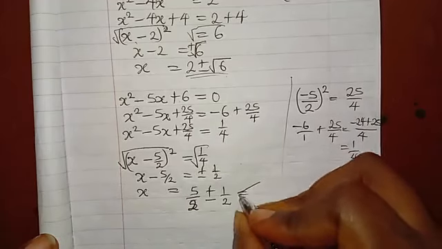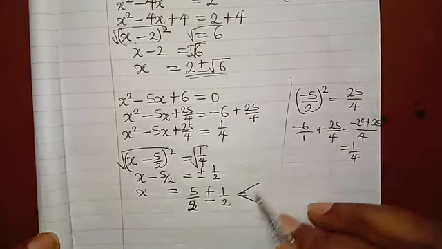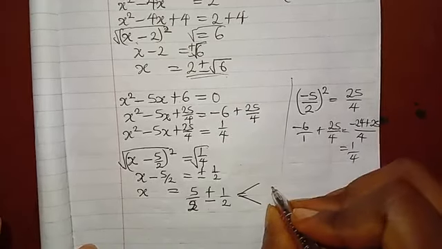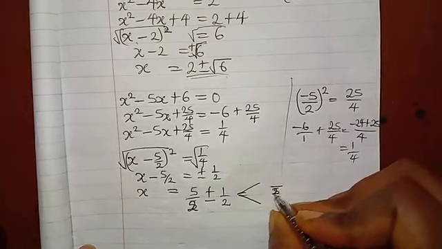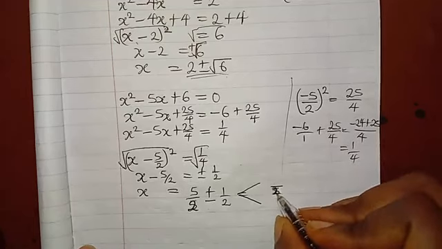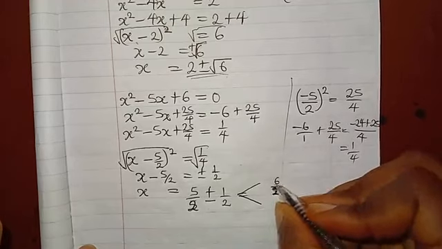Remember this is plus or minus, so we're going to solve for the plus, and we are going to solve for the minus. It's still over 2, right? Over 2. 5 plus 1, since they have a common denominator, the answer will still have over 2. 5 plus 1 is 6.